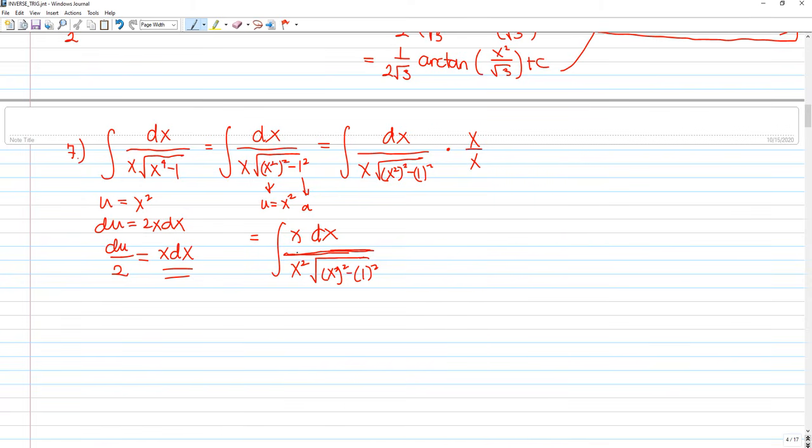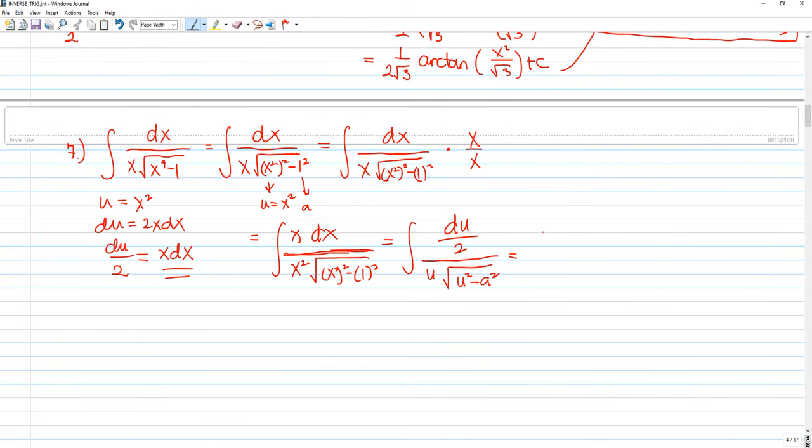So we have x dx all over x squared here. If we are going to simplify, you substitute it, so x dx will now be equal to du all over 2, all over, we have x squared here, and x squared is equal to u. Square root of u squared minus a squared.